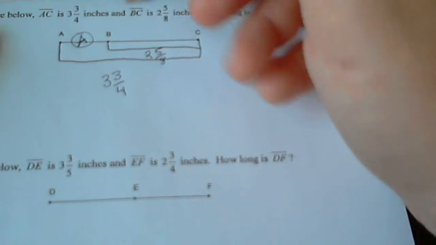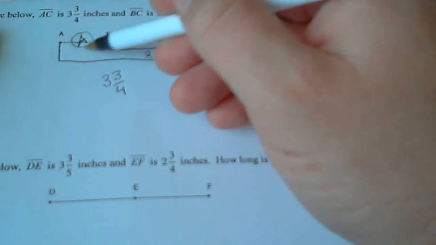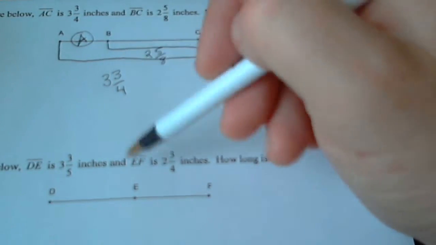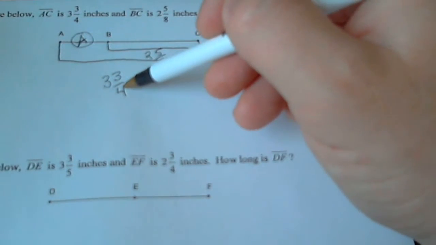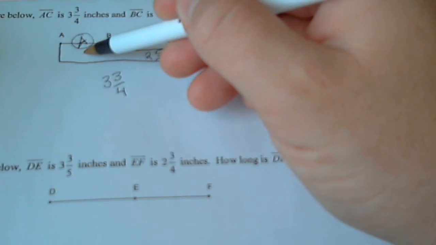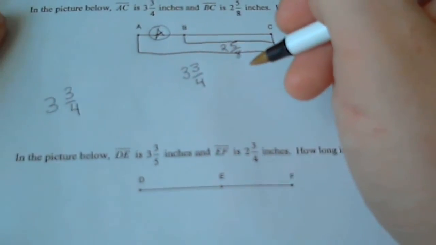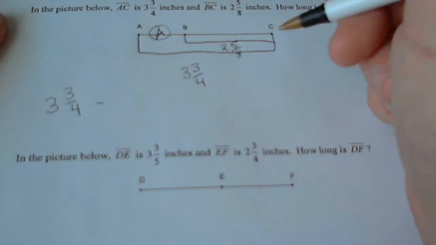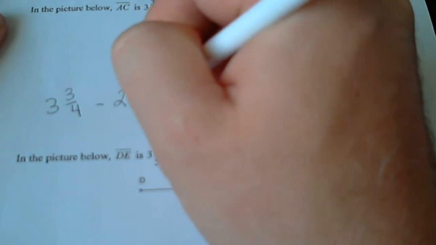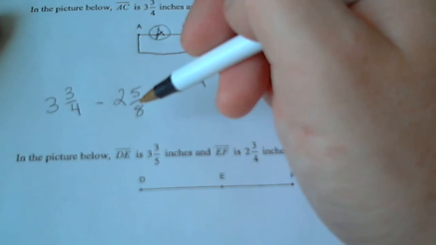Okay? Well, we know the entire and we know one of the parts, and we want to know the other part. There's 2 kinds of these problems: part plus part equals entire, or entire minus part equals part. That's this situation here. This is a subtraction problem. So to set this up, we have 3 3/4 minus 2 5/8. Let's convert these to improper fractions.